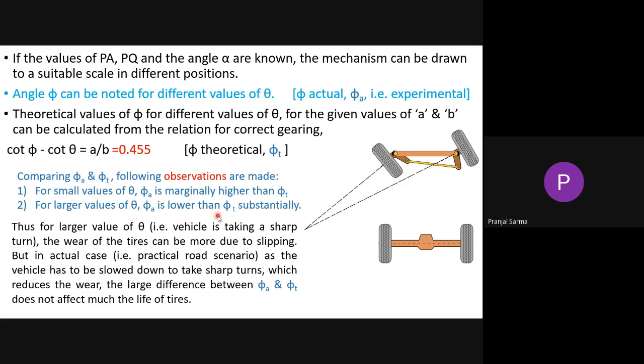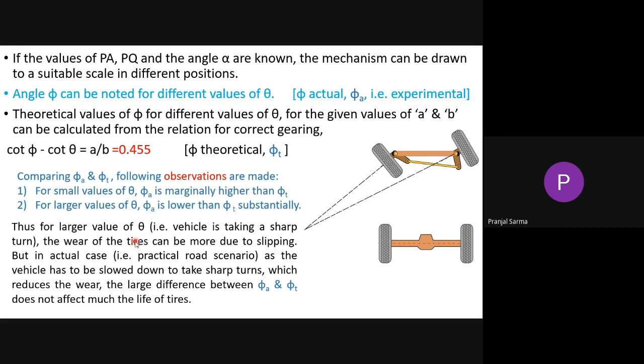But the thing is, this might sometimes create a problem. Now, what happens if we take a very sharp turn, that is, a higher value of theta? Then the wear and tear on the tires can be more, due to the slipping action that is going to happen on the tire. That's why we should not take sharp turns.